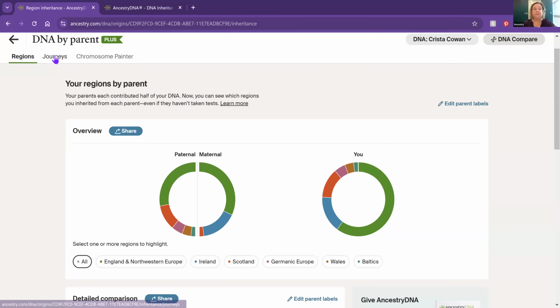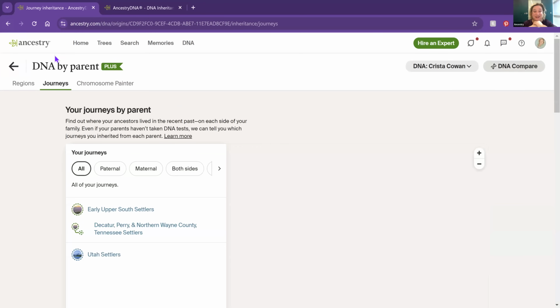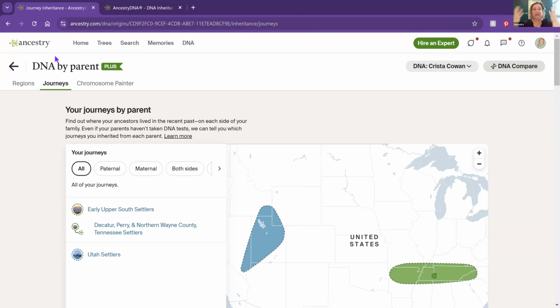However, that journey very clearly shows mom's side, dad's side. I know that my dad's family is connected to Utah and my mom's family is connected to Tennessee and Arkansas. And so because of the journeys, I was able to label parent one as mom and parent two as dad. And I was able to make that distinction.